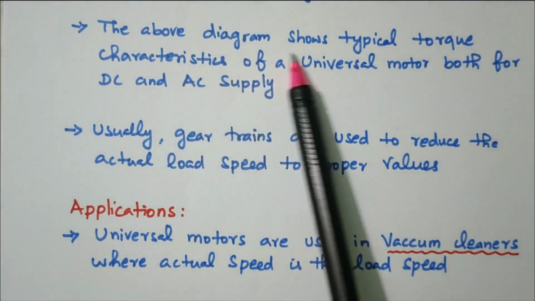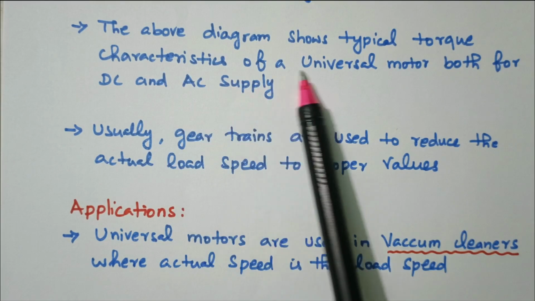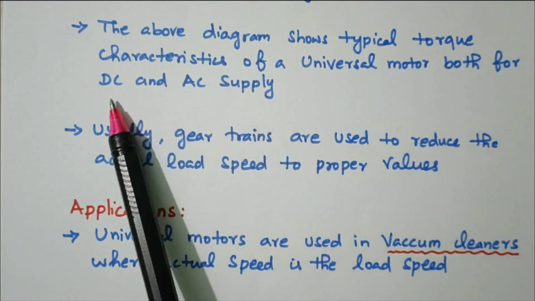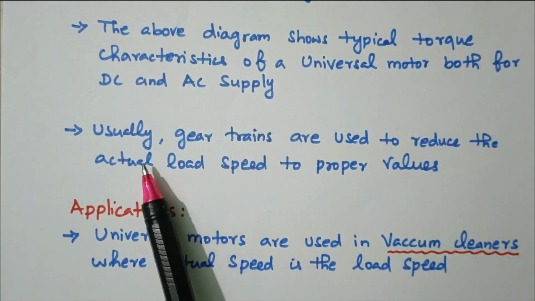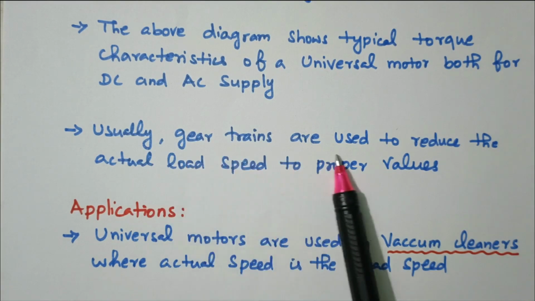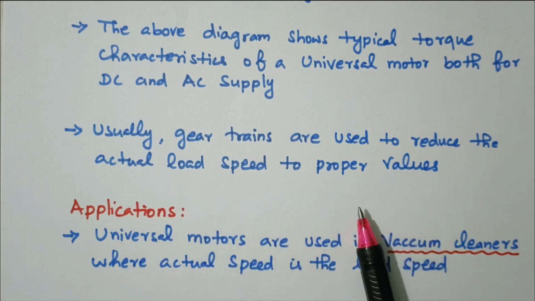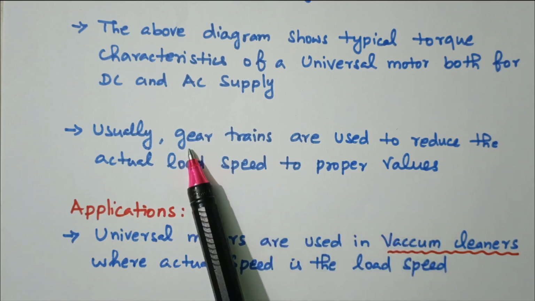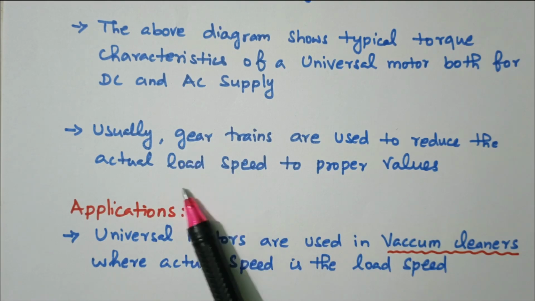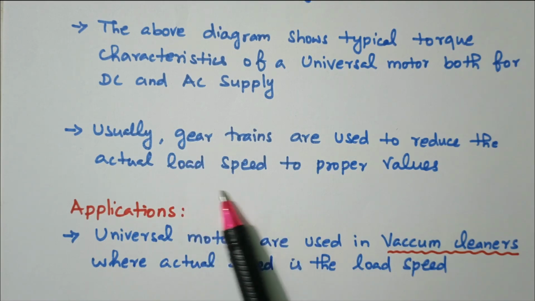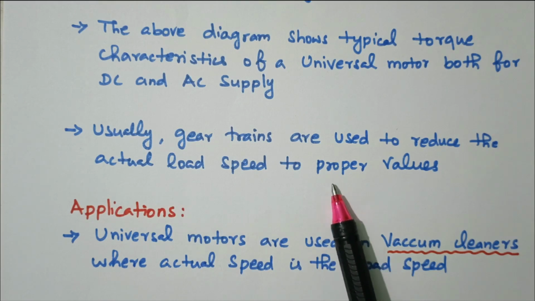The above diagram shows typical torque characteristics of a universal motor for both DC and AC supply. Universally, gear trains are used to reduce the actual load speed to a proper value, right? So further we can use the gear system to control the speed from the actual speed to the proper value. According to the application, we can use the gear trains.